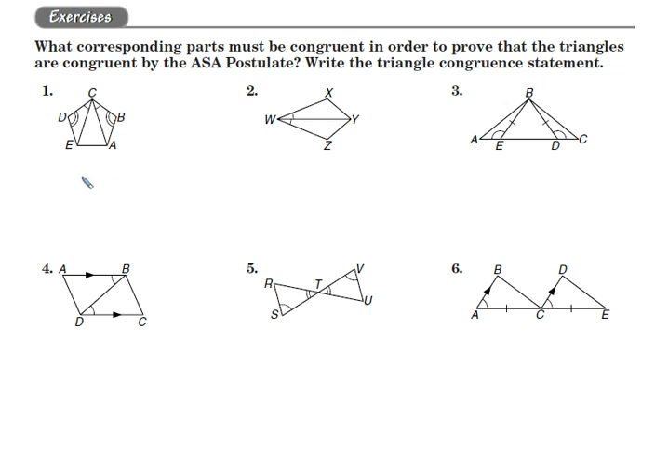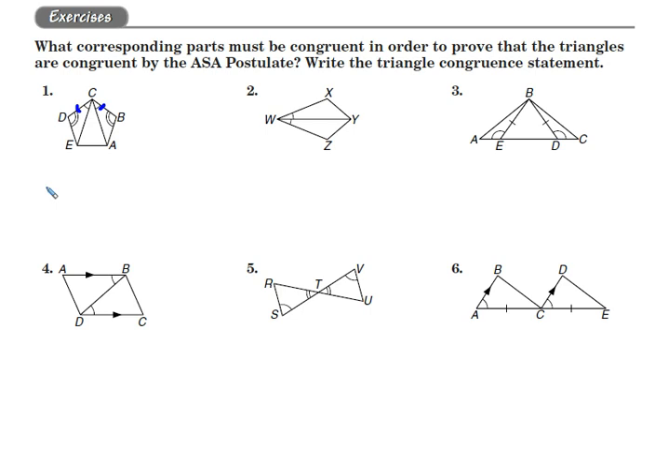Okay, looking at number 1, we've already noted that angle D and angle B are congruent. The angle DCE and BCA are congruent. The only thing we're missing is this segment right in between. So we need to point out that DC is congruent to BC, and that's exactly what we will do.